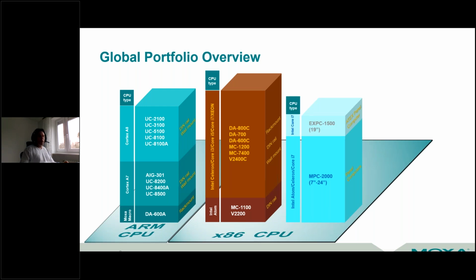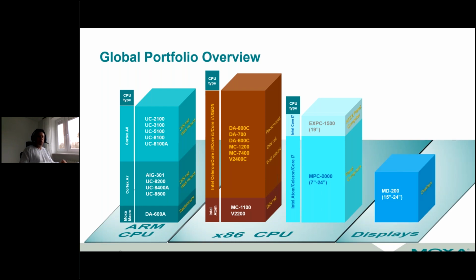We have also a specially dedicated embedded computer for oil and gas with ATEX certification. We call it EXPC for explosive areas, 1500 series, 19-inch CPUs. A part of these computers, Moxa also produces displays between 15 and 24-inch. We call them Moxa Displays 200 series.